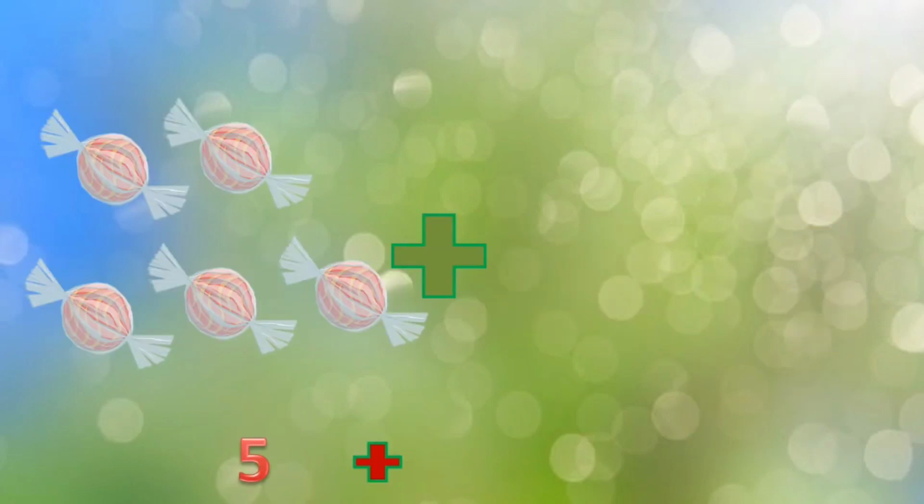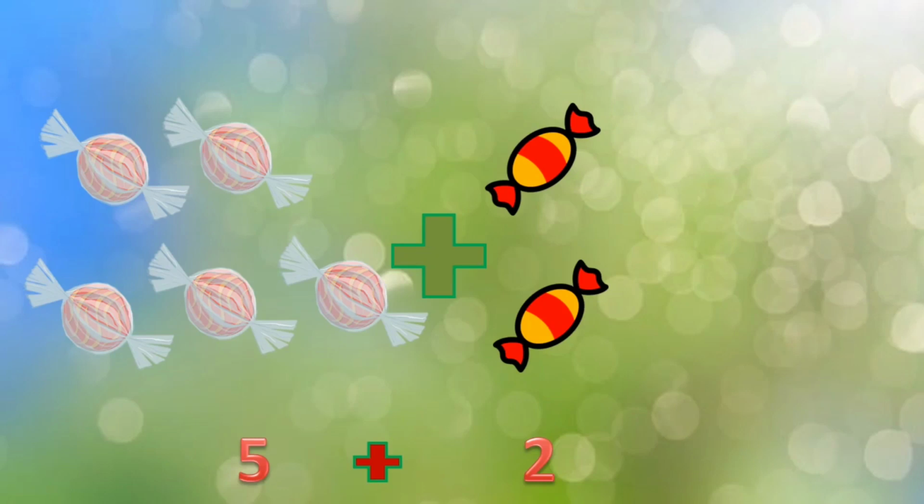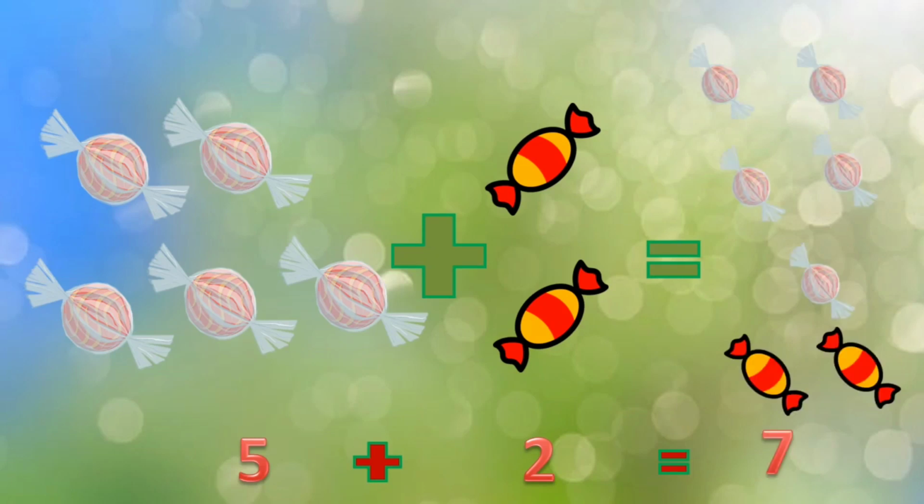Wow, candies are there. See, there are 5 candies. Now 2 candies are going to get added. Now 5 plus 2. So totally it is 7. 7 candies are there.